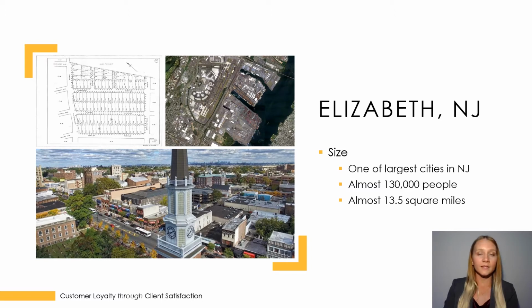The city of Elizabeth is a very diverse city. It has everything from small streets to industrial facilities, commercial and retail areas, parks, highways, the Elizabeth River, railroads, a port, and an airport. The top image on the left is a sheet from the 1930 set of Elizabeth tax maps, and the top image on the right is an aerial view of the port and airport in Elizabeth.